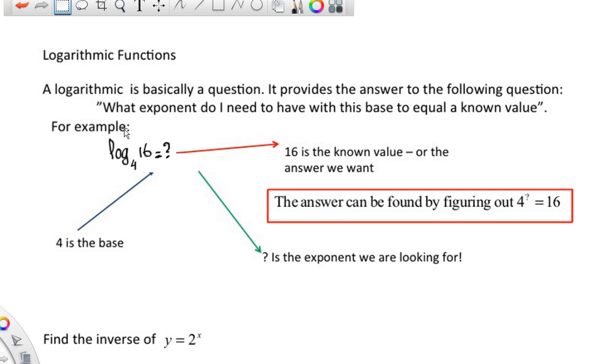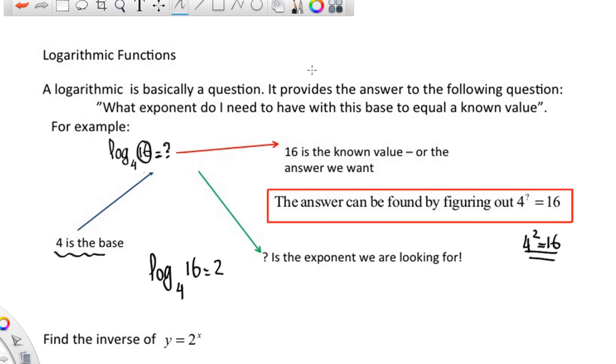So let's look through an example. Let's say I have the log, that's the abbreviation for logarithm, the log base 4 of 16 equals what? Okay, so 16 is the known value, right? So this value here, 16, is the known value. 4 is the base, and the answer, the question mark, is the exponent that we're looking for. So we really are trying to figure out this one: 4 to what exponent is 16? Well, I know that 4 squared is 16, right? So that means that the log base 4 of 16 is equal to 2.